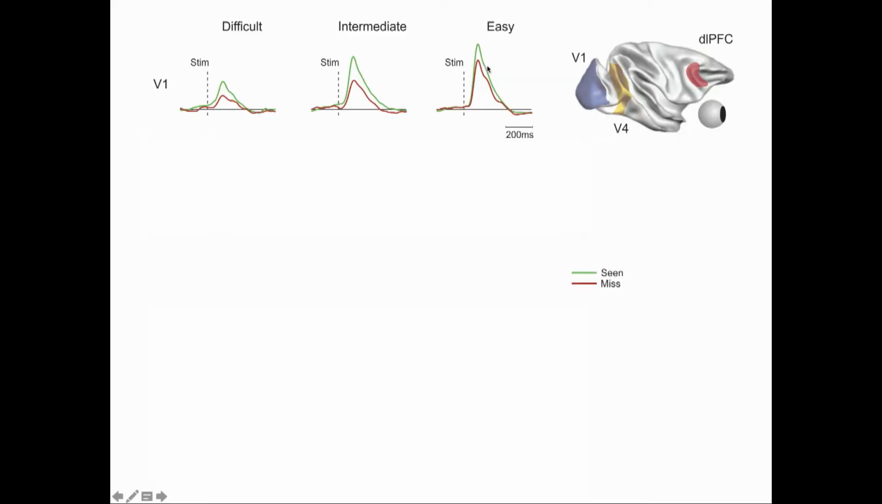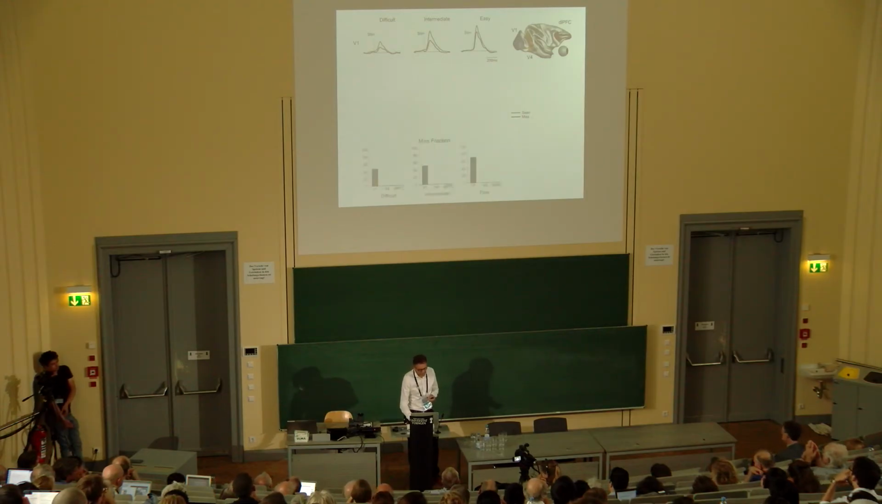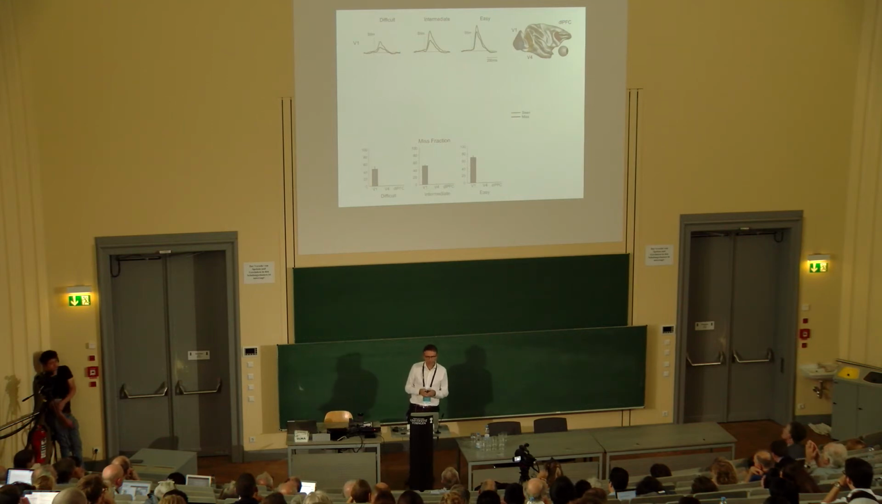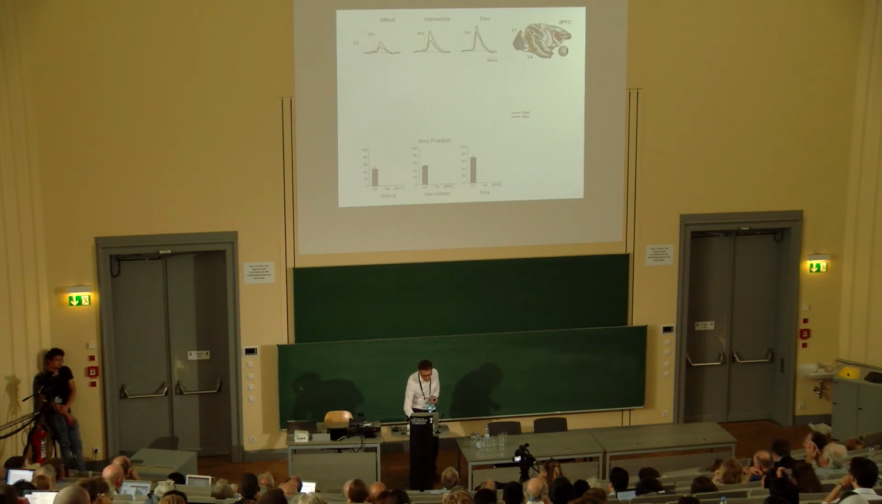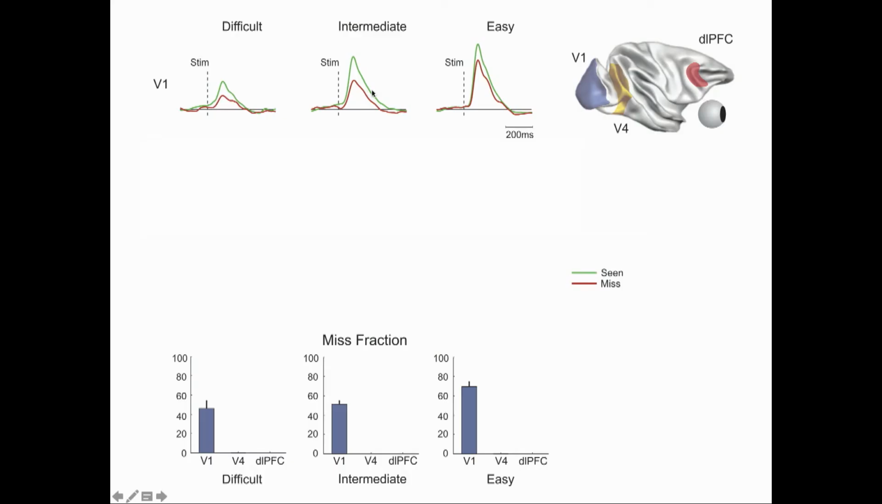So what is surprising is that easy stimuli that are missed actually elicit more activity in V1 than difficult stimuli that are seen, suggesting that it's not V1 that determines the threshold for conscious perception. We get the same result when we express this as the miss fraction, that is, the fraction of activity that remains on the missed trials. You see that the miss fraction, basically the proportional size of the red curve, increases with stimulus contrast.